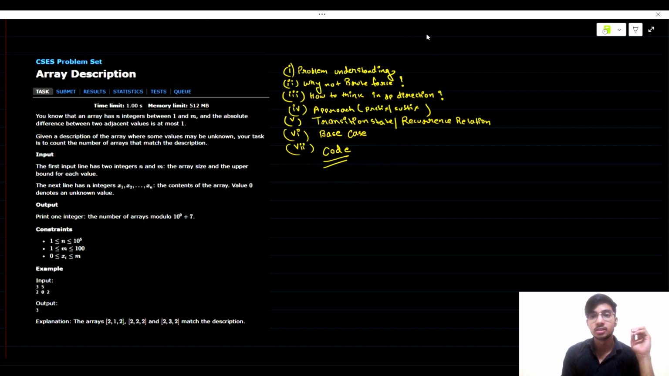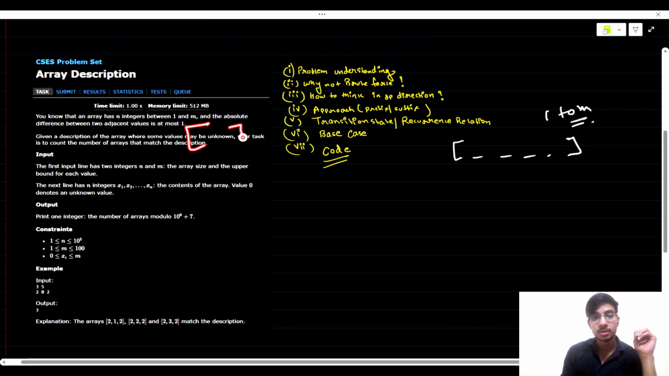So let's discuss the first thing, that is the problem. You have an array of n integers, with values between 1 to m, and the absolute difference between two adjacent values is at most 1. The value of these elements can be from 1 to m. For a given description of the array where some values may be unknown, your task is to count the number of arrays that match the description.